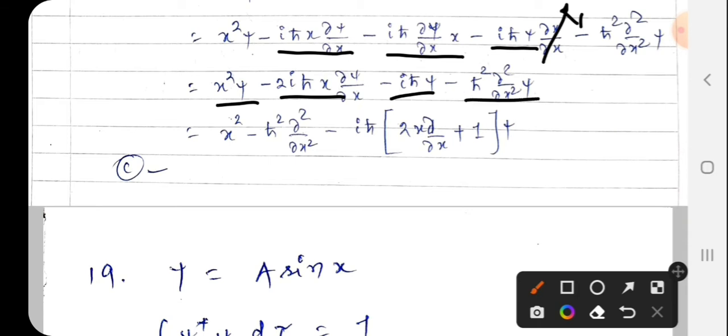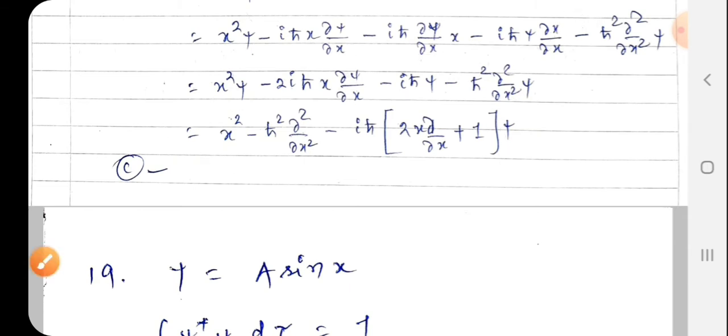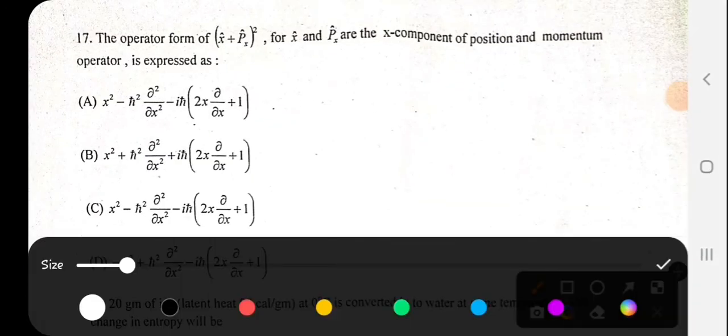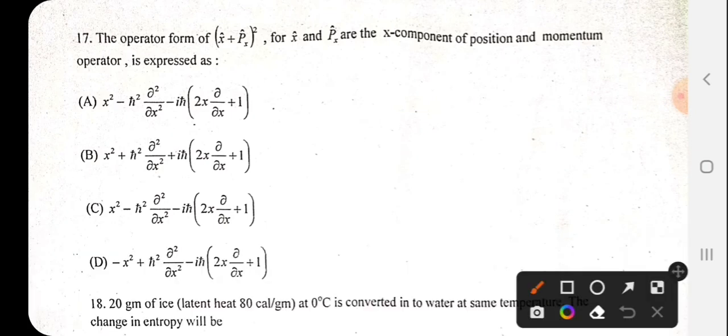And the last term is given here. I have just taken psi common overall. This will be the answer to the question, so verify the answer: option number C. Option number C will be the answer of this question.